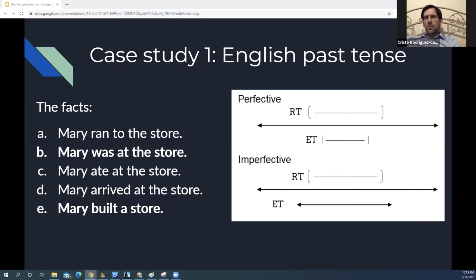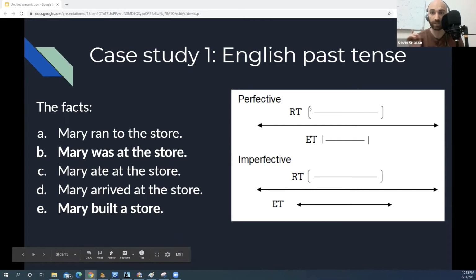Particularly if we just compare B and E. So B is a state and E is an accomplishment. This is where we would expect to see contrast if you had a truly perfective form, right? A perfective requires that the event time be included within reference time. So if it's a state, then we have to say that Mary was at the store means that she is no longer there, or we have to come up with some sort of story on why we get this interpretation.